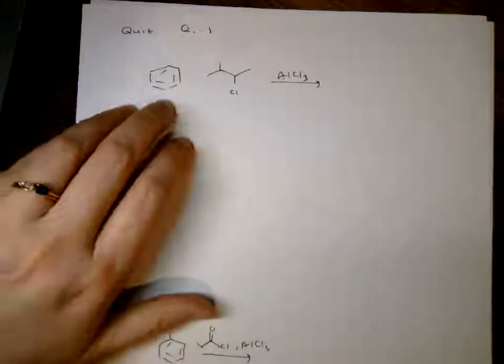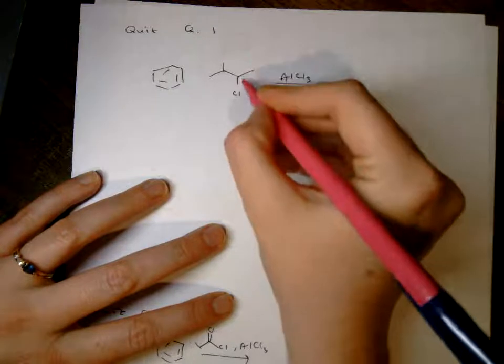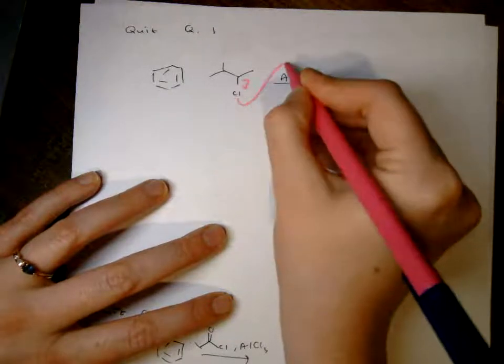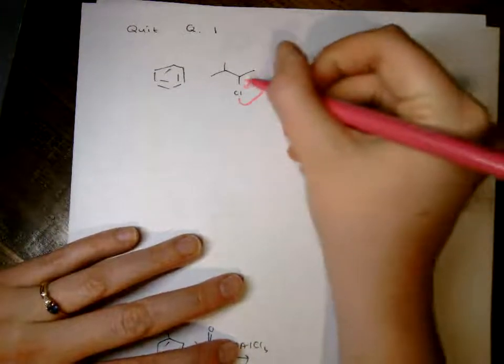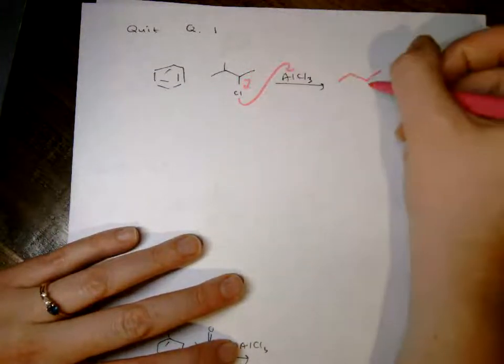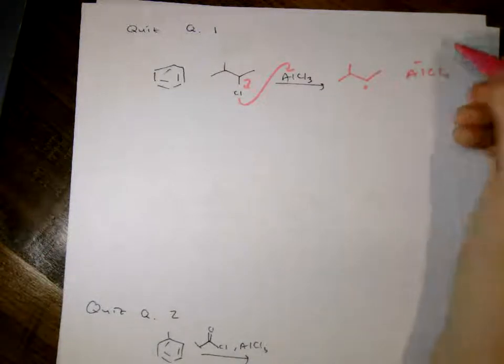So the first one is to draw the mechanism for this. So you can draw the Cl leaving and then it attacking here, or all in one. I'm not picky about that arrow. I just want you to know that this leaves behind a carbocation, and it makes AlCl4 minus.